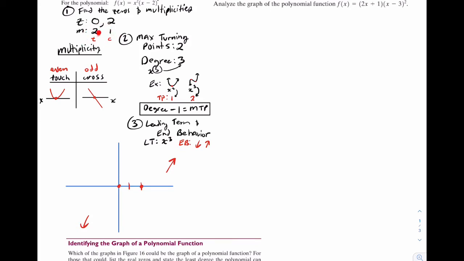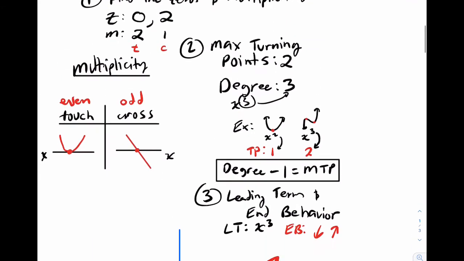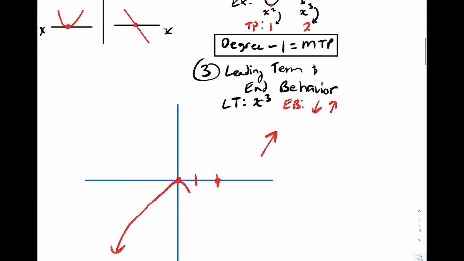Multiplicity, notice how on the 0 it's 2. That means as I approach 0, I'm going to touch it. So I'm just going to bounce right there. And then the multiplicity on the 2 is odd, which means I'm going to go through. And I'll just move that arrow to make it a little nicer. So that's a rough sketch of this graph. And that's how it all kind of comes together. But again, we're not graphing today. We're just going to practice finding the information.